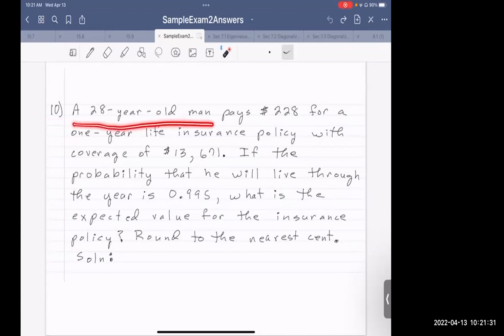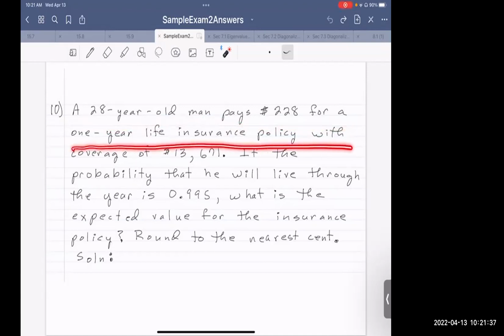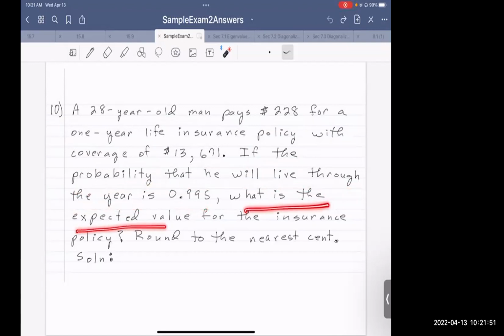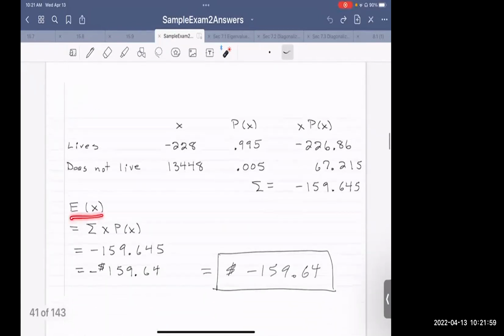Let me do problem number 10. A 28-year-old man pays $228 for a 1-year life insurance policy with coverage of $13,671. If the probability that he will live through the year is 0.995, what is the expected value for the insurance policy? Round to the nearest cent. Okay, so I want to find the expected value. So let us set up a probability table to determine.